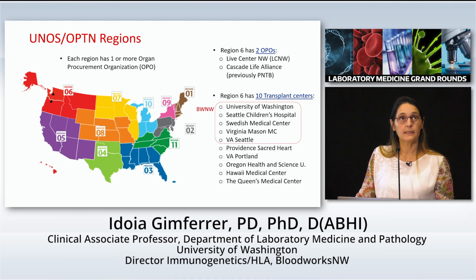We have here in Seattle 5 transplant centers. University is the bigger one. We do thoracics and abdominal. Children's does livers, kidneys, and hearts. Swedish does livers and kidneys. Virginia Mason does kidneys. And VA has a very small lung program that basically works with UW doing the transplants. The blood center, Northwest, we do the testing for all these patients.